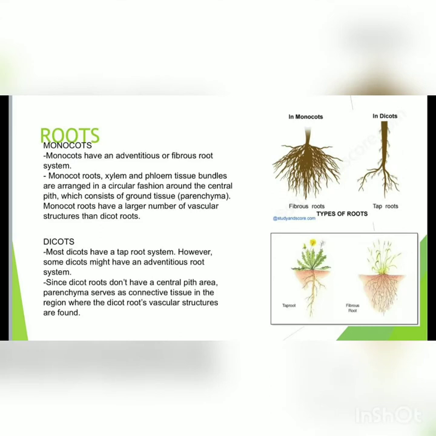Okay, from the roots, monocots have an adventitious or fibrous root system. In monocot roots, xylem and phloem tissue bundles are arranged in a circular fashion around the central pith. But dicots, most dicots have a tap root system. However, some dicots might have an adventitious root system. Since dicot roots don't have a central pith area, parenchyma serves as connective tissue in the region.